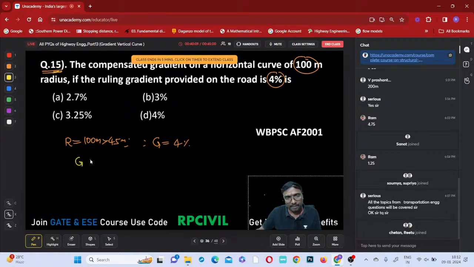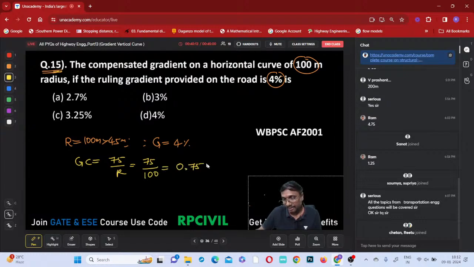Now what is the grade compensation? Tell me. 75 by R. So what is that? 75 divided by R, radius is 100 meters. What does it come to? 0.75. I will explain that, don't worry. Now what is the compensated gradient? Original gradient minus the grade compensation. 4 minus 0.75 is 3.25. And many people will think this is correct and select it.